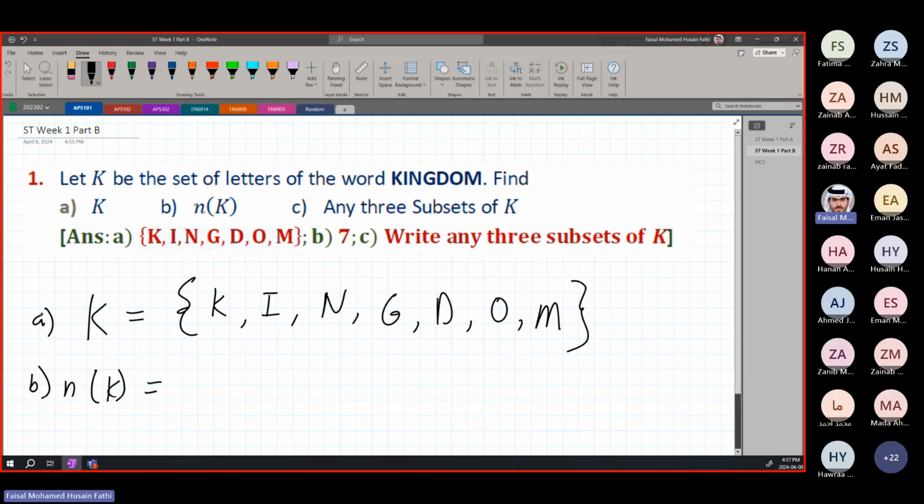Okay, this is just a revision of worksheet 1, all of it basically. Cardinality, we're going to count 1, 2, 3, 4, 5, 6, 7. We have 7 elements inside the set.